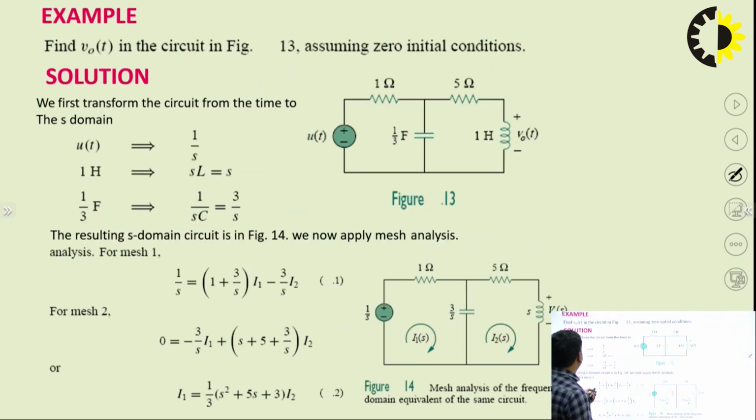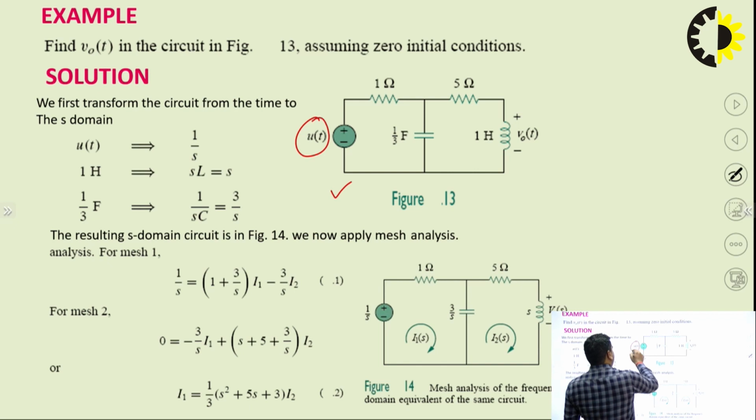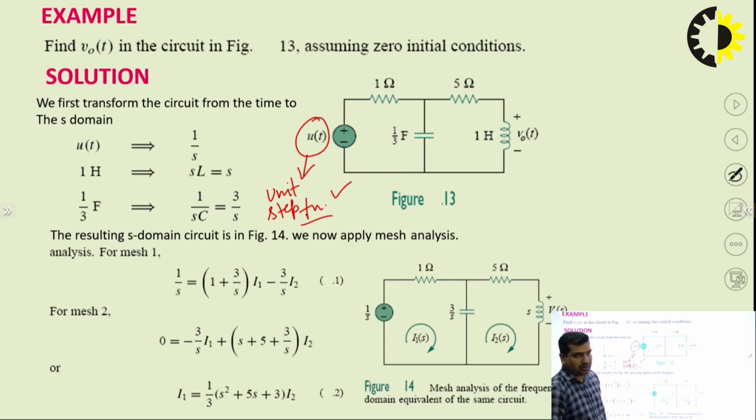Okay. So find V_o(t) in the circuit, assuming zero initial condition. That's good for us, we start with zero initial condition. This is our primary circuit in the time domain. Everything is given. Here it is u(t), the unit step function, and we already know the Laplace transform of the unit step function is 1/s.